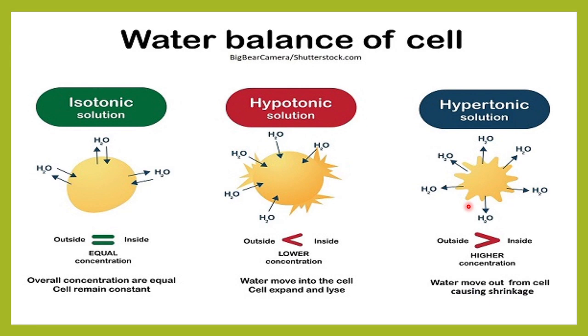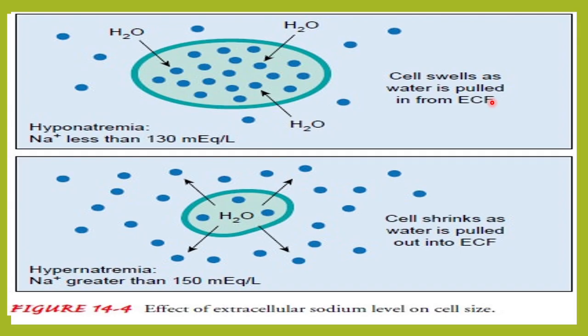In hypertonic solution, what happens? The concentration of the sodium will be more outside the cell. So the fluid will move from inside the cell to outside. Because of this movement of water from inside to outside, the cell will shrink. So this is how the cell reacts to isotonic, hypotonic and hypertonic solution.